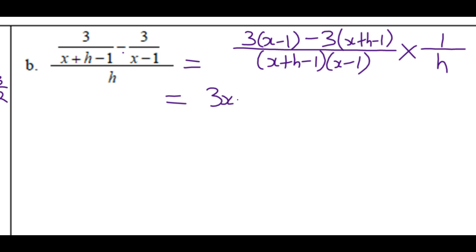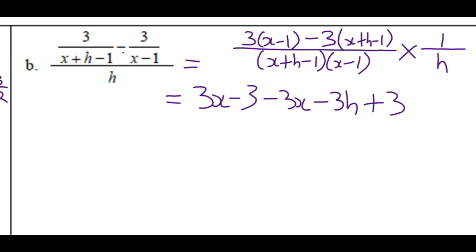So we get 3x minus 1 minus 3x minus 3h plus 3. What did I mess up? Ah, good. Not even on purpose, but that's good. You guys are good. You'll be amazed how much time we will save if you catch this stuff as it happens.